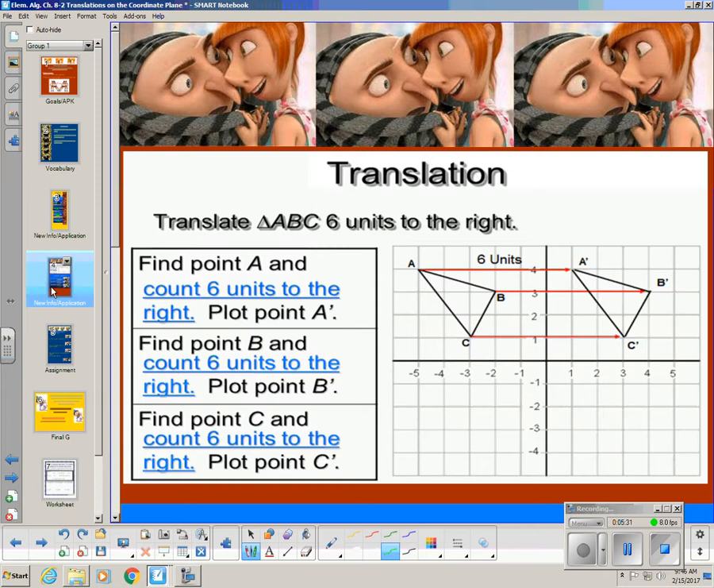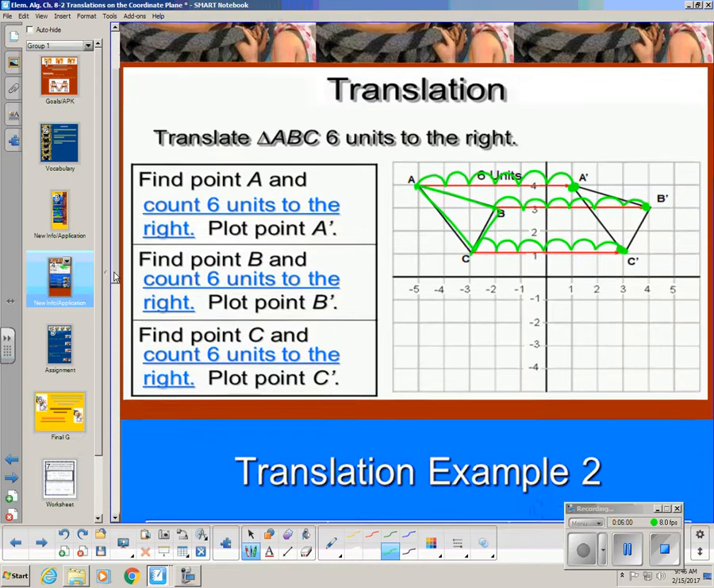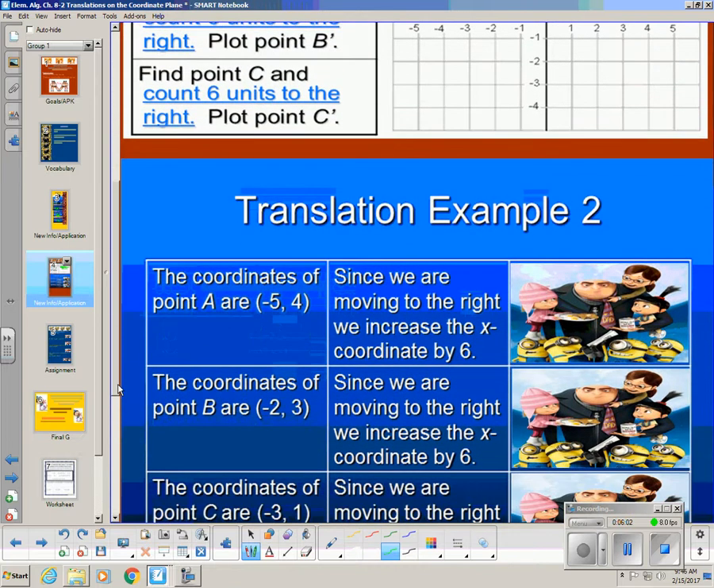So for example, if C is my original, and I want to shift it 6 units to the right, I'm just basically taking each point and moving it 6 units to the right. So I take point A and I'm going over 1, 2, 3, 4, 5, 6 and putting my new point there. I'm taking point B and going over 1, 2, 3, 4, 5, 6 and putting my new point. C, 1, 2, 3, 4, 5, 6 and putting my new point. Obviously, you don't have to put those little arcs. You're just counting, okay?